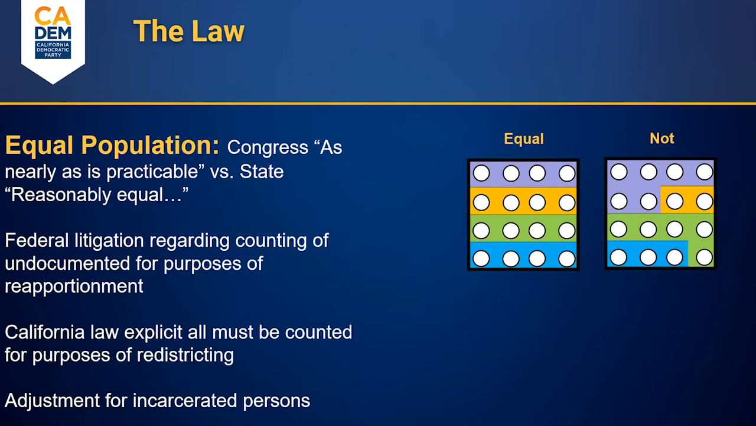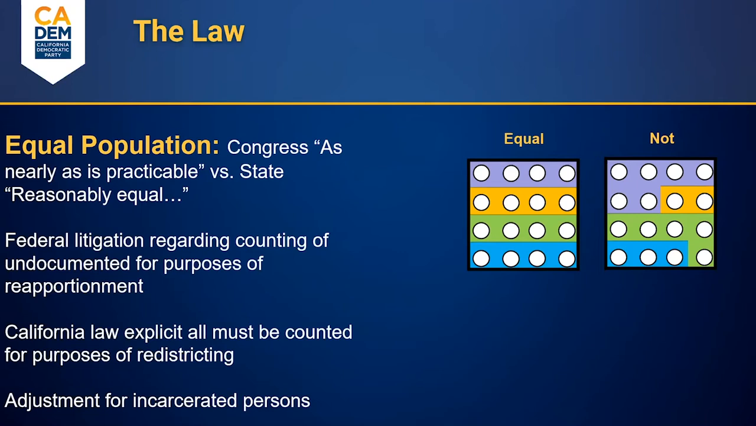For example, for Congress, what the courts have said is basically you should get as nearly close as practicable, while for state lines it's reasonably equal. So for state lines and for local lines, when the assembly member speaks in a moment, they have a little bit more flexibility than you might have for congressional lines.